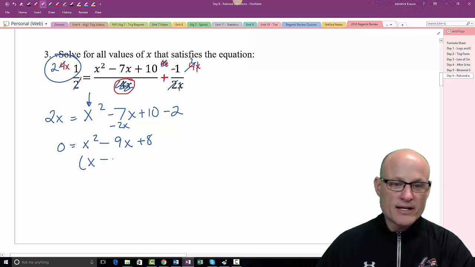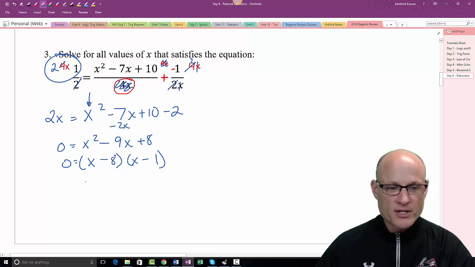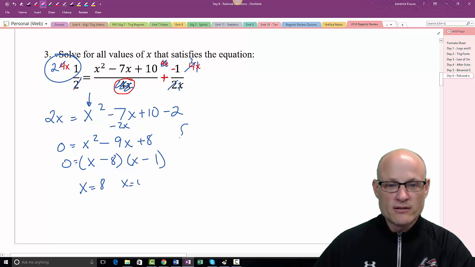Oh, factoring's a joke. x minus 8, x minus 1. Now, if you don't keep this equal to 0, you're going to lose points. So your two answers are x equals 8 and x equals 1, both of which check. So I just leave it like that.